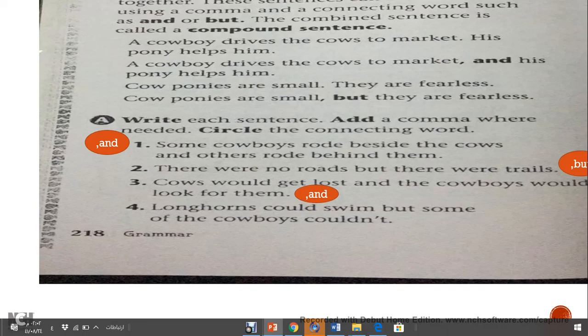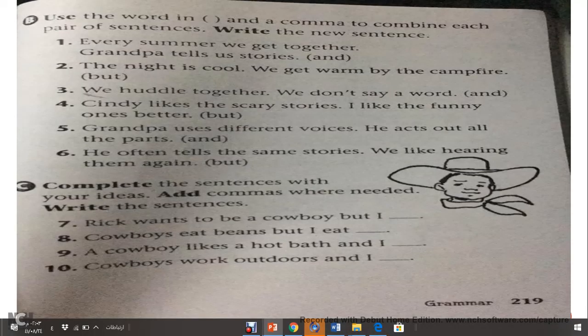Question number 3: Cows would get lost and the cowboys would look for them. So the connecting word is and. We circle it and we put a comma before it because it connects two sentences. The first: cows would get lost. The second sentence: the cowboys would look for them. Number 4: Longhorns could swim, but some of the cowboys couldn't. So the connecting word is but. We must circle it and use a comma before it because it connects two sentences together.